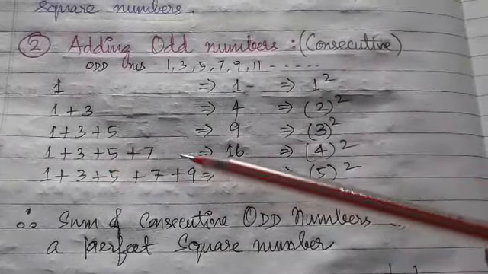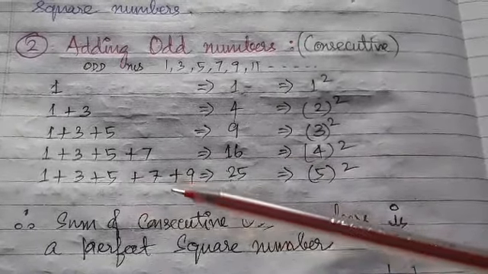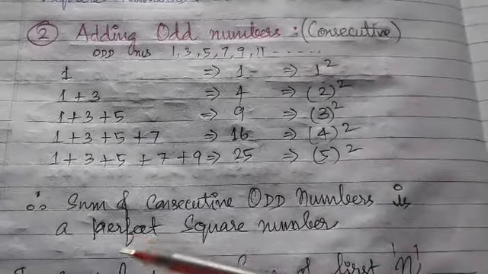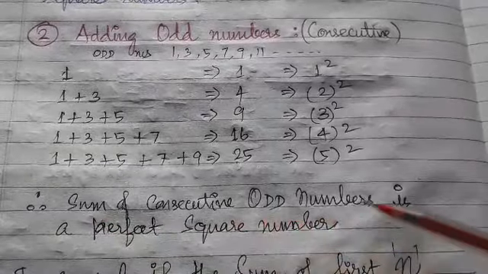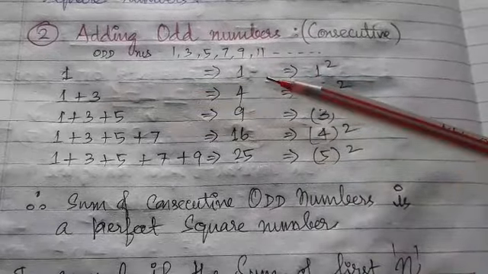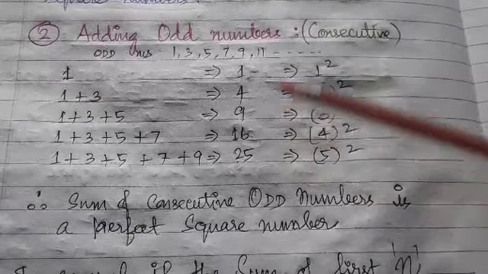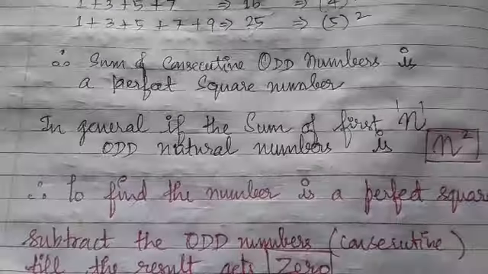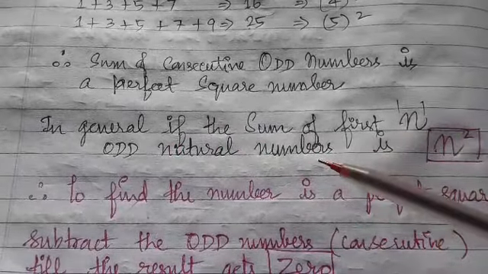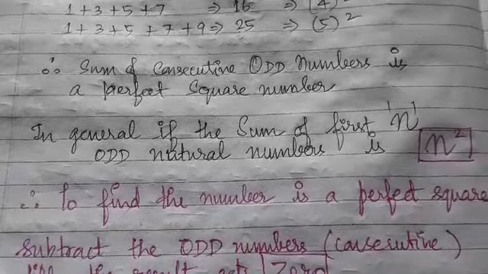1 plus 3 plus 5 plus 7 is 16, that is 4 raised to 2. 1 plus 3 plus 5 plus 7 plus 9 is 25, a perfect square, 5 square. So what are you concluding here? Therefore, the sum of consecutive odd numbers is a perfect square number. First is 1, second is 4, third is 9, then 16, 25. All are perfect square numbers. In general, the sum of the first n odd natural numbers is a perfect square, of the form n square. That is the conclusion here.